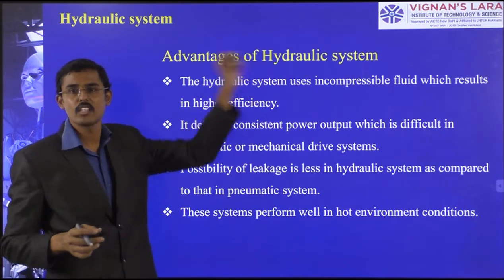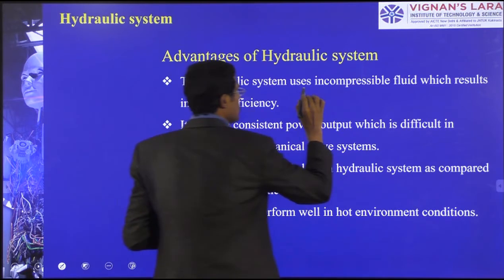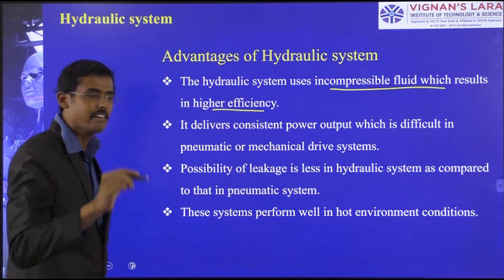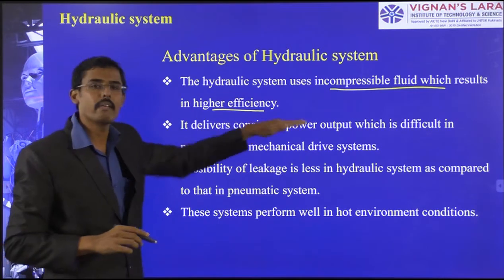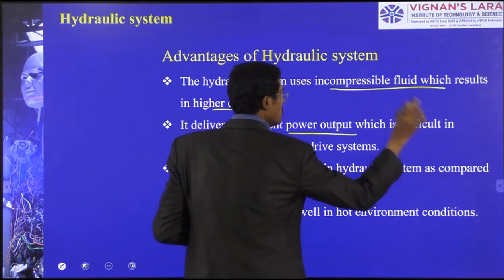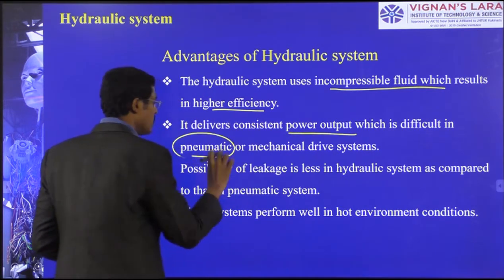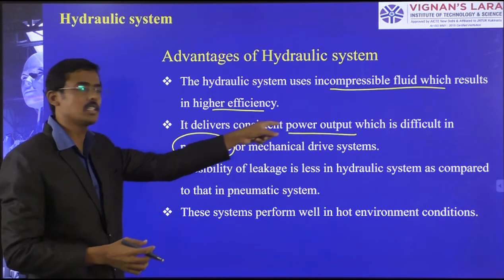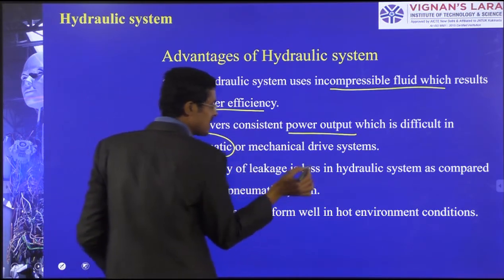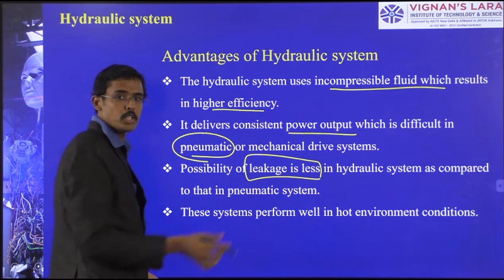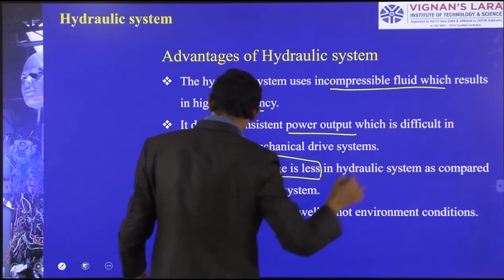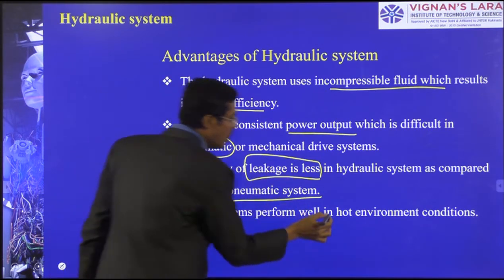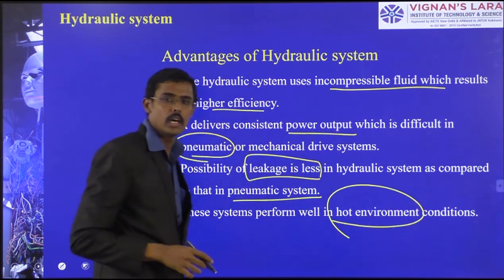Now the advantages of hydraulic systems. Hydraulic systems use incompressible fluid, which results in higher efficiency, and therefore they deliver constant power output, which is difficult in a pneumatic system. Hydraulic is preferable to the pneumatic system, as here we get constant outputs. The possibility of leakage is less when leak-proofing is given, compared to pneumatic systems. These systems also perform well in hot environments and under different conditions.